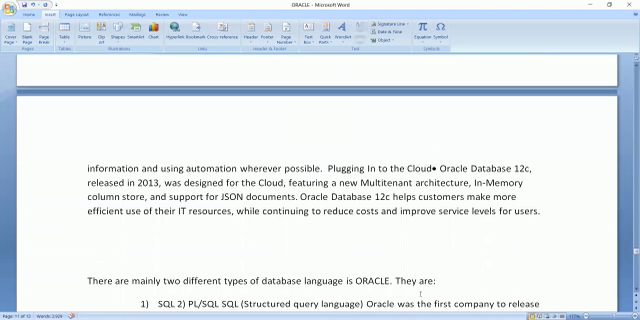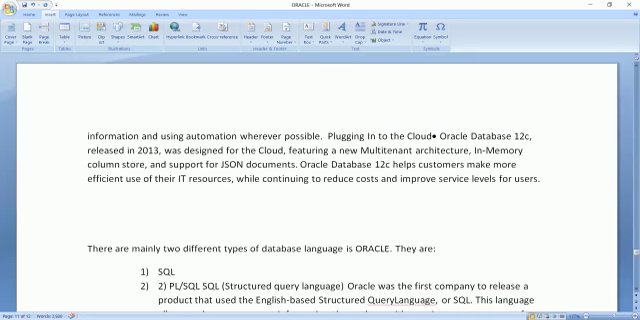Here comes a picture: what are the two different types of languages in Oracle. We have SQL, as I told you yesterday, and we have PLSQL. Everybody knows the full form of SQL, right? It's nothing but Structured Query Language, because it understands things as per the structure which was given.